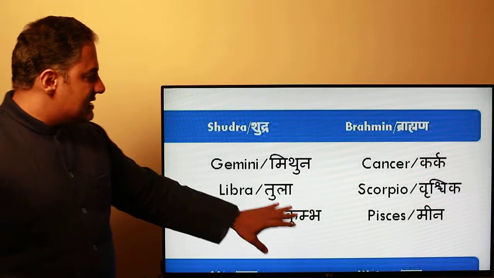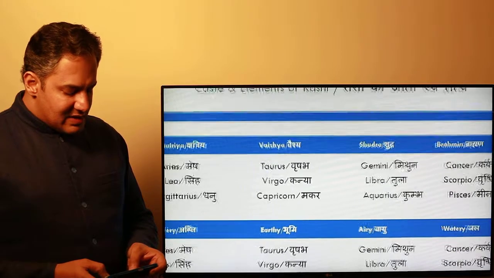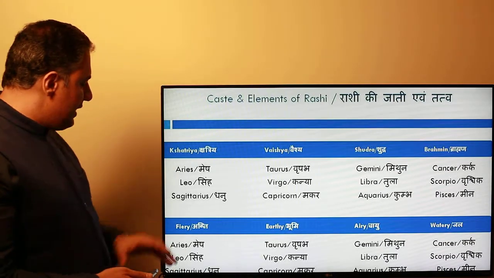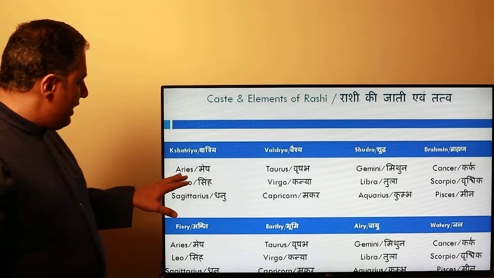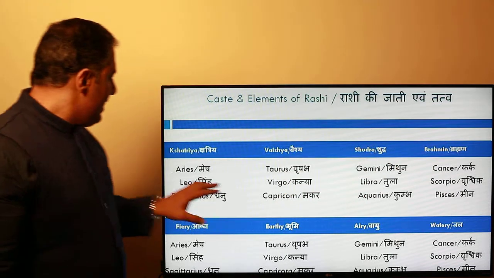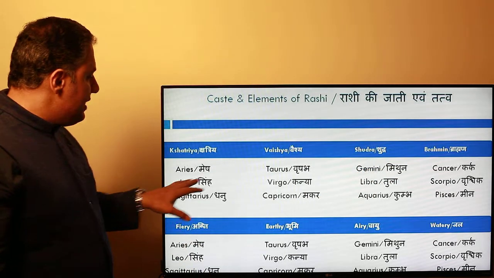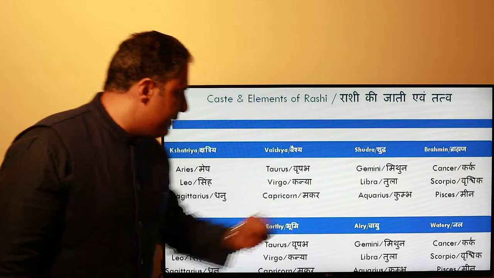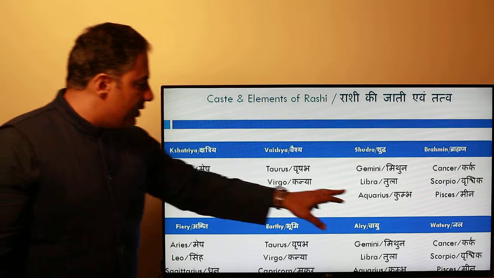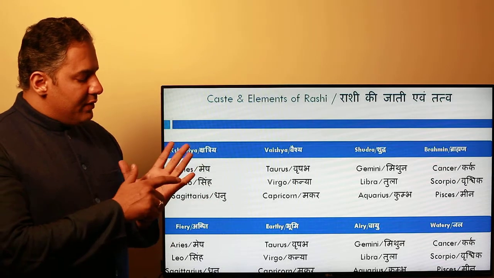So these signs are divided into 4 castes, and it is very easy to learn it. Let me tell you how. If you learn it like Kshatriya, Vaishya, Shudra, Brahmin, it goes like Aries, Taurus, Gemini, Cancer, Leo, Virgo, Libra, Scorpio, Sagittarius, Capricorn, Aquarius, Pisces.